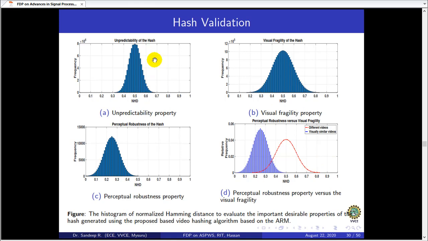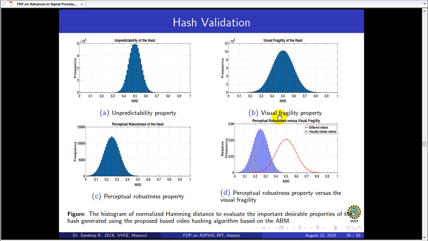Now again, you can see that for the unpredictability property, on an average, the normalized hamming distance is centered around 0.5, and for the visual fragility property, the normalized hamming distance on an average is centered around 0.5, and for the perceptual robustness property, as desired, it should be very close to 0. It is centered around 0.25. That means the performance of this algorithm is definitely better compared to the radial projection technique, the three-dimensional radial projection technique.